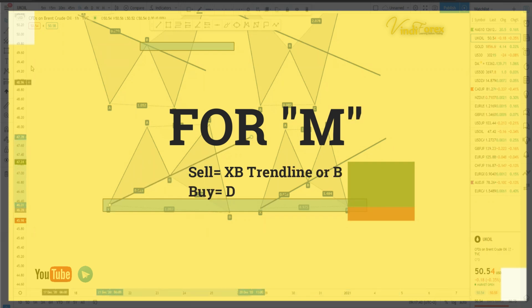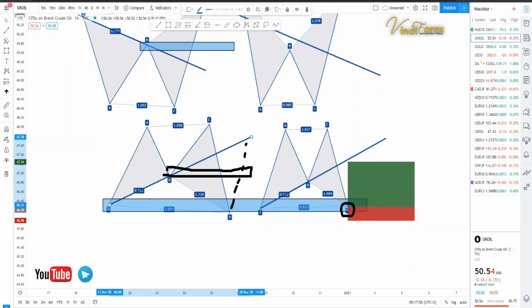So if you like to buy, you'll definitely buy here for M patterns. If you like to sell, you need to sell high, and the highest point that you can have is either the trend line or the B point, depending on the orientation of your pattern.